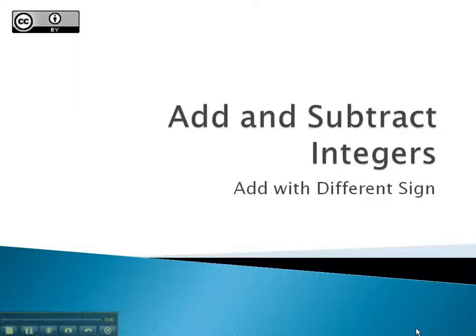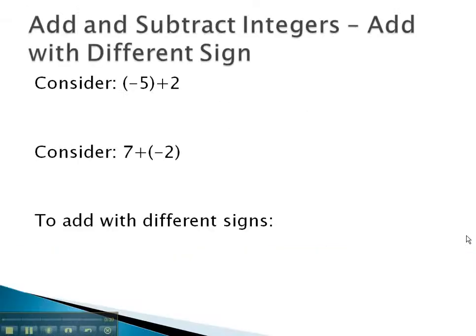In this video, we're going to take a look at how we can add integers that have different signs. In other words, one integer will be positive and one integer will be negative. To do this, we're going to consider two problems. First, we'll look at negative 5 plus 2.